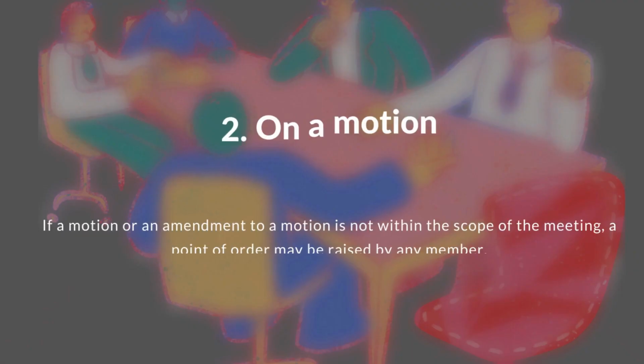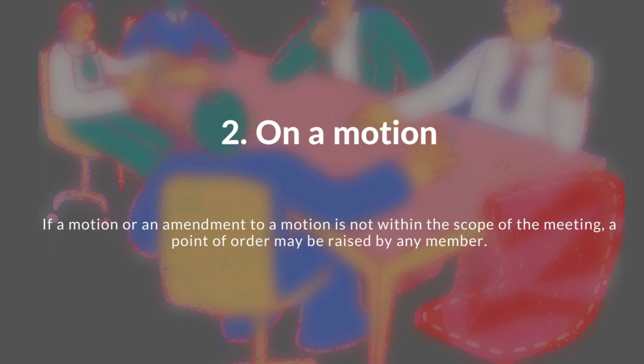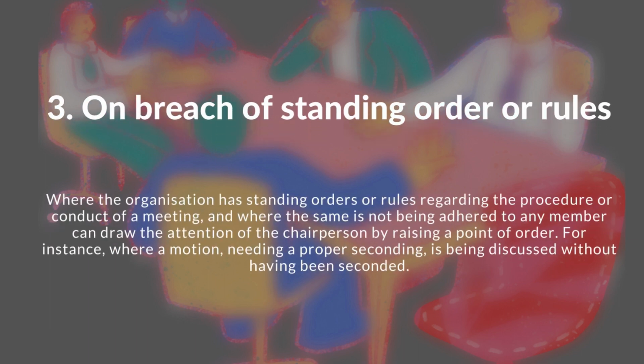On a motion, if a motion or an amendment to a motion is not within the scope of the meeting, a point of order may be raised by any member. On the breach of standing orders or rules, when the organization has standing orders or rules regarding the procedures or conduct of a meeting, and if this is not adhered to, the members can draw the attention of the chair by raising a point of order.